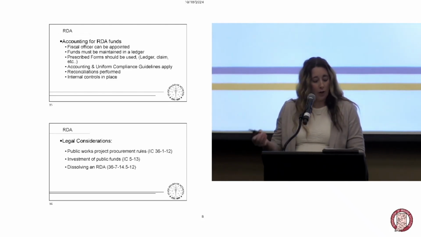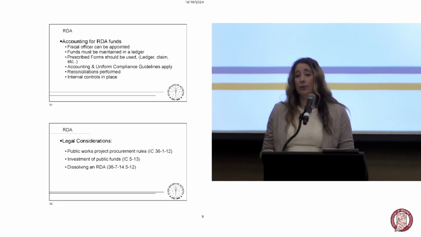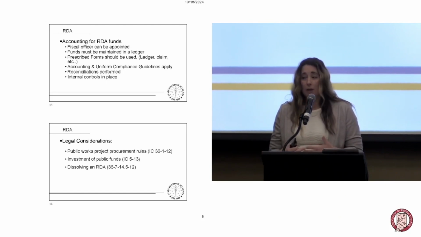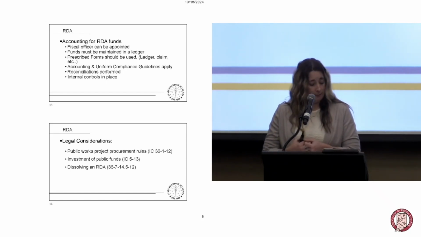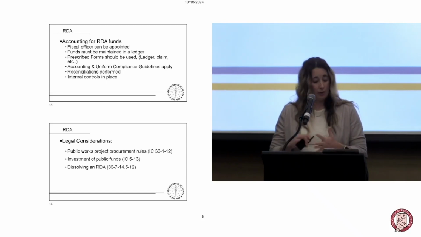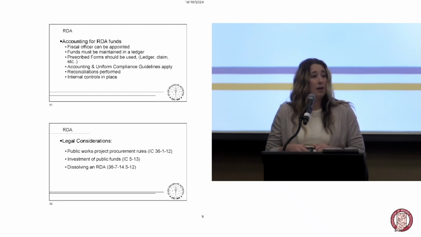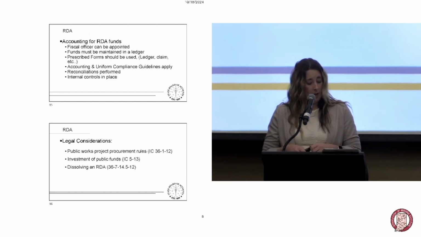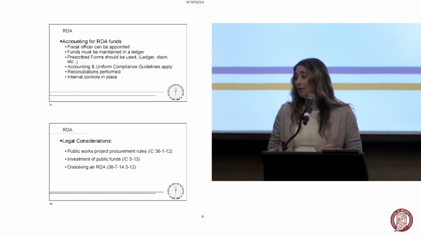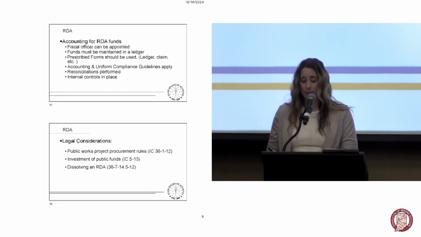Okay, so for RDA funds, how should these be accounted for? First of all, we're going to look for who the fiscal officer is. There's got to be a fiscal officer that's appointed that's taking care of the records, okay? The funds have to be maintained in a ledger. They should be using prescribed forms. So they should be using the regular claims, any receipts that they would have, the ledgers, those kinds of things. All accounting and uniform compliance guidelines would apply. They need to be performing reconcilements. They also need to have what Lori loves to talk about, which is internal controls in place.